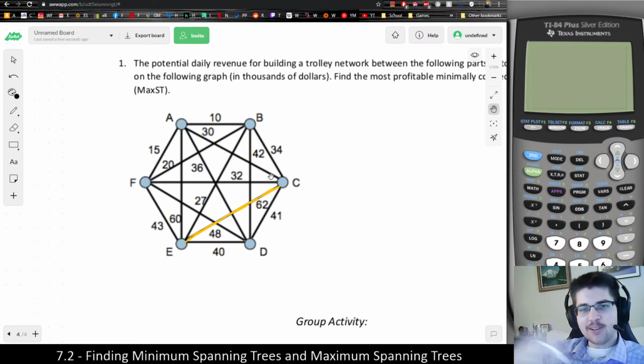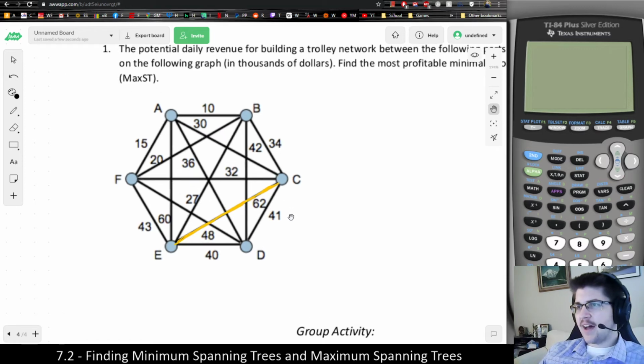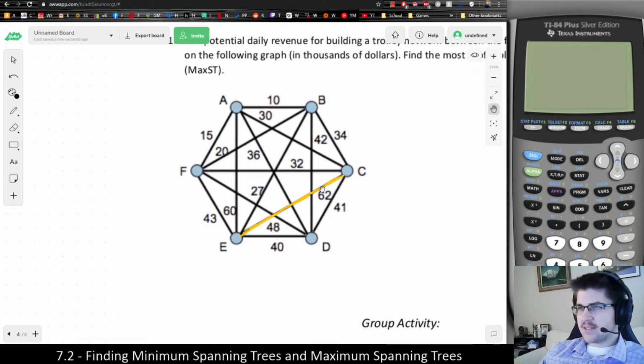When I'm actually giving you a physical exam and printing it, then I can make sure it doesn't look like this. But anyways, 62 appears to be that edge. 60 is the next most expensive edge, which appears to be the connection AE.